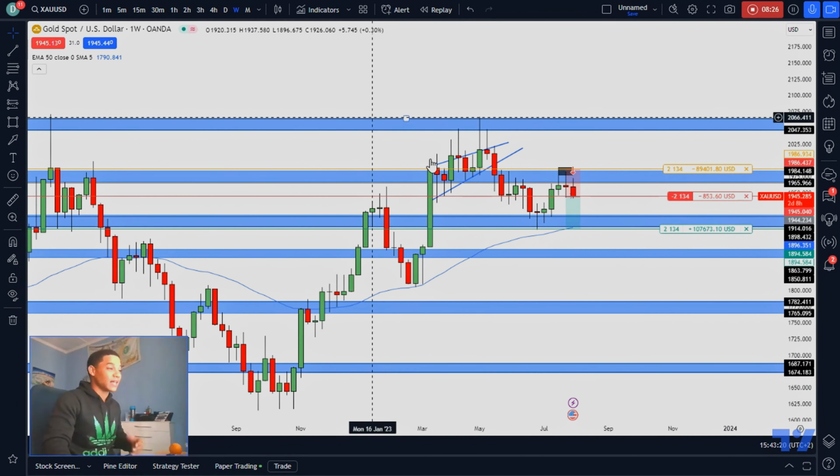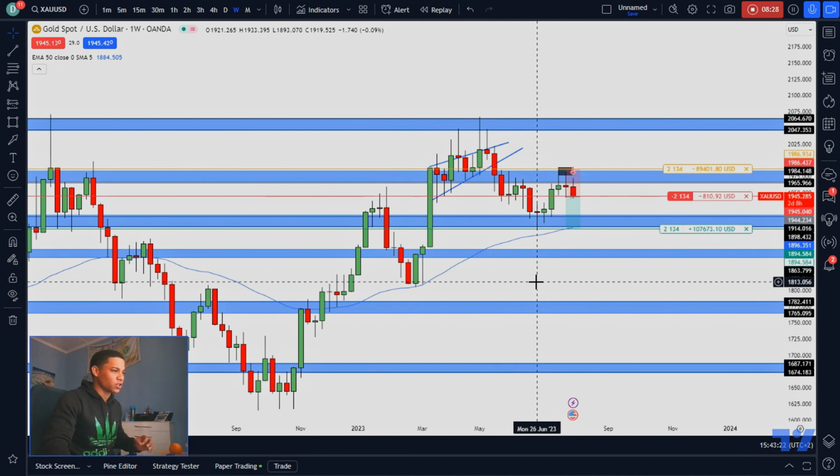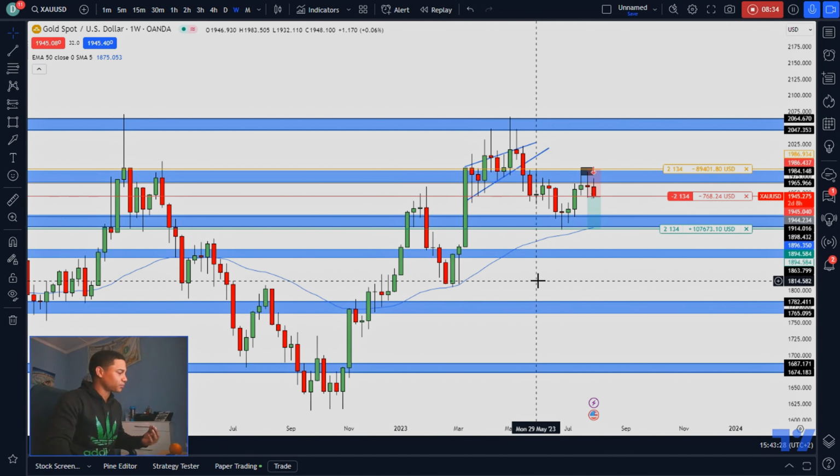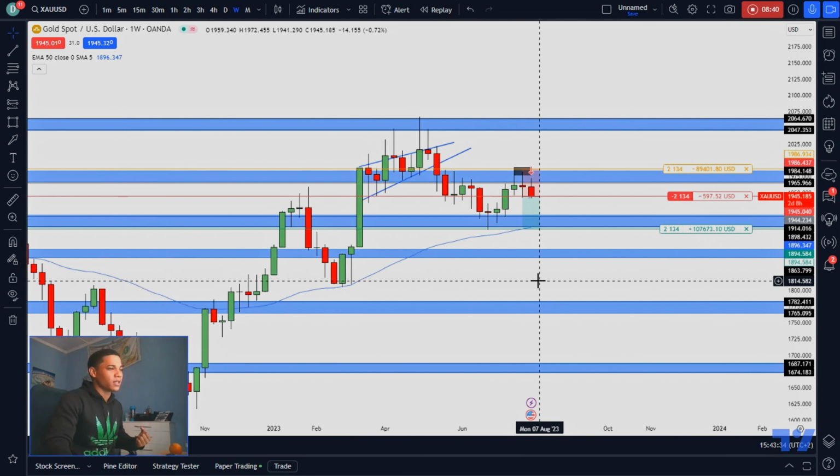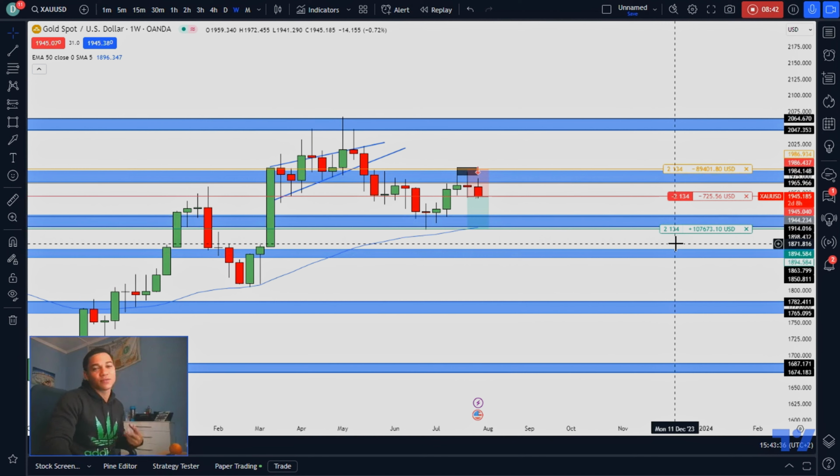So as you can see, that is how I analyze gold. I just look for structure, and after I look at structure, I look at trend. After I look at trend, I look at my zones, and once I have my zones in place, I would know what to do when price is at an area. So that's for today. Peace out.